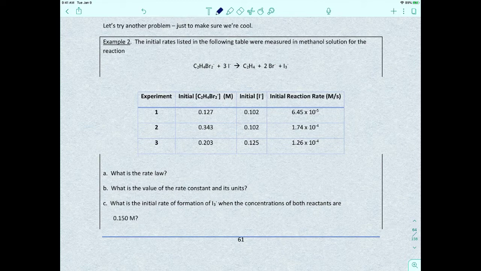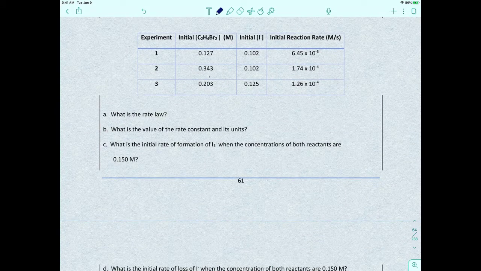Experiment 2, you got 0.343 molar for the concentration of the carbon compound, 0.102 molar for concentration of I minus, and then the rate was 1.74 times 10 to the minus 4th. Okay. For experiment 3, the concentration of both of these have changed. The concentration of C2H4Br2 was 0.203 molar, so that went up. Concentration of I minus also went up. It's 0.125 molar. And then the rate also went up, 1.26 times 10 to the minus 4th molar per second. All right, so you got all that information.